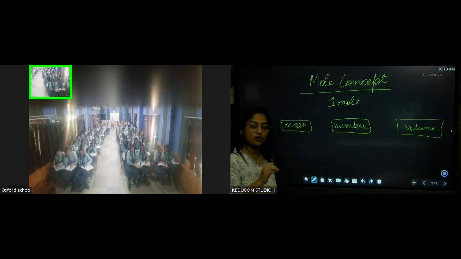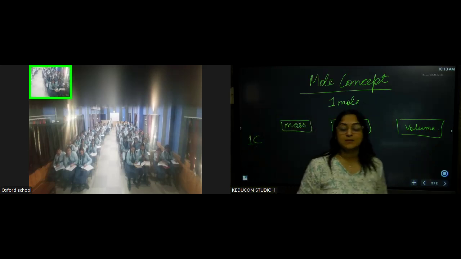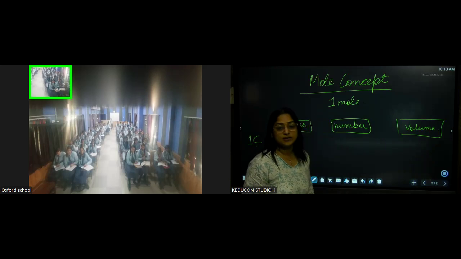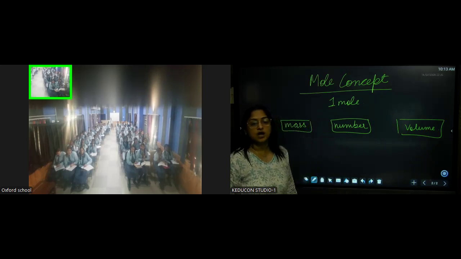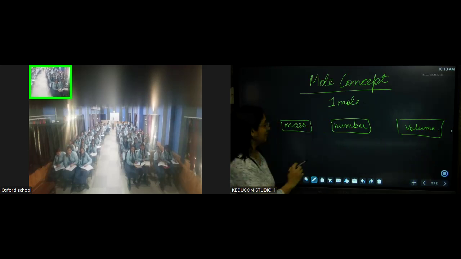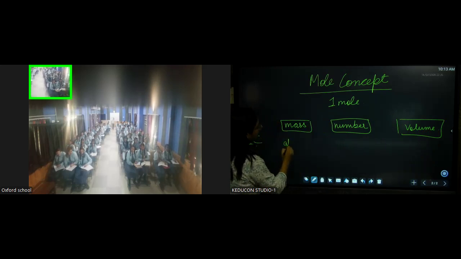Now try to apply whatever I've told you. If I have 1 carbon atom, what will be the mass of that atom? That will be equal to how many grams? 12 grams, because that is equal to its atomic mass. And atomic mass of carbon is 12 grams.